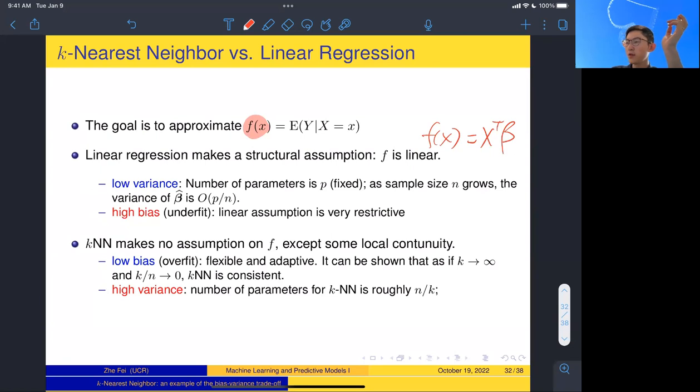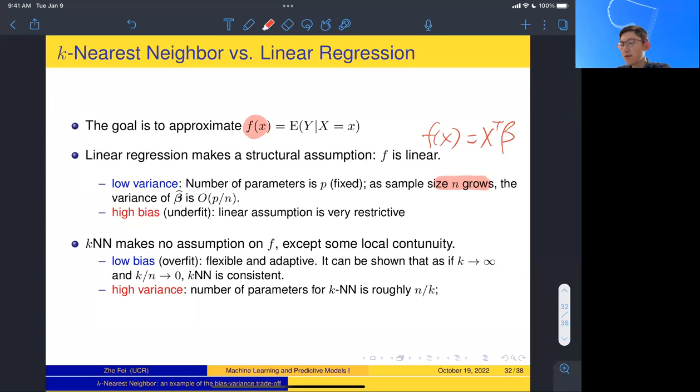So as sample size n increases, even if you have more samples, the complexity does not increase. So the variance of beta hat is on the order of p over n, so the variance actually reduces as n increases. That's the good thing for linear regression: it has a lower variance. But it could have a higher bias because the linear assumption is very restrictive, meaning that the true effects of your x may not be linear, so your fitted f hat may have the potential for bias.